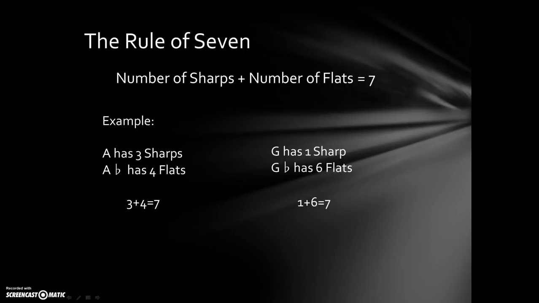The rule of 7. The number of sharps plus the number of flats always equals 7. For example, A has 3 sharps. A flat has 4 flats. 3 plus 4 equals 7. G has 1 sharp. G flat has 6 flats. 1 plus 6 equals 7.